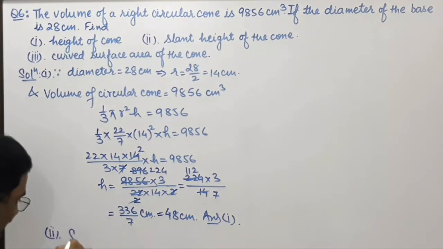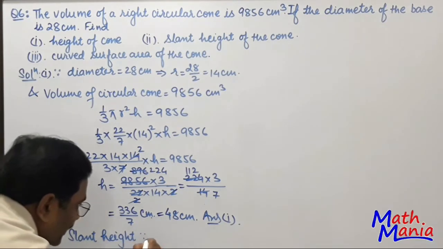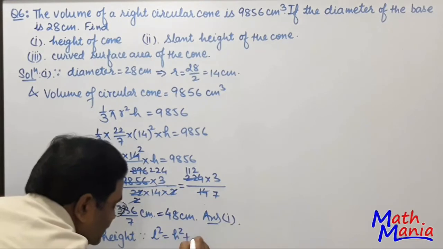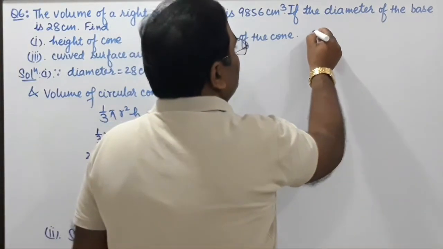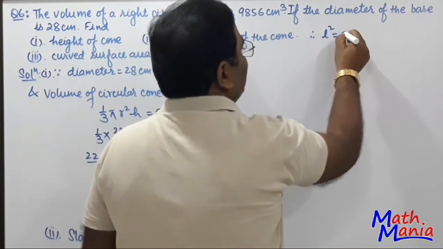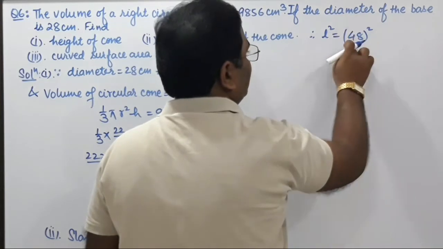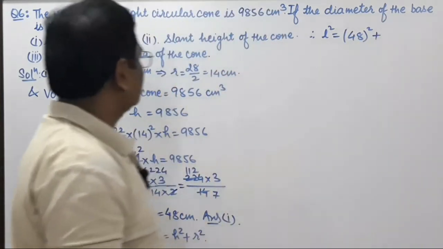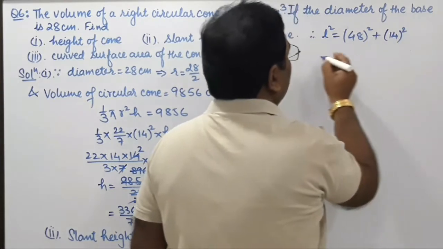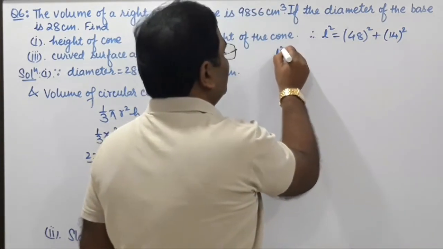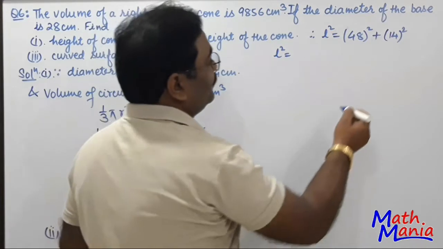as we know, for slant height, L square is equal to H square plus R square. Let's substitute the value of height and radius in this. So L square is equal to H, height we got 48 centimeter square, and plus R is the radius, which is 14 centimeter. So square of 14. Now we need to find the square of 48 plus the square of 14. So the square of 48 we need to multiply.